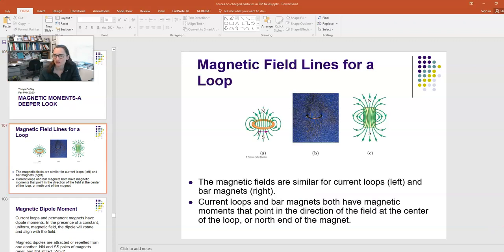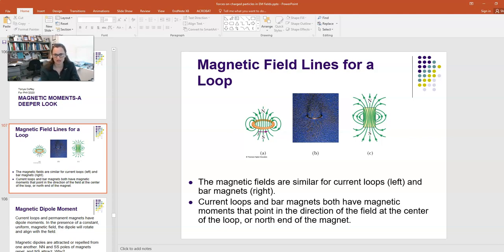So just a quick recap, we talked about the magnetic moment for a current loop last time. But as discussed in a previous lecture, the magnetic field lines for a current loop look very, very similar to the magnetic field lines for a bar magnet. This similarity allows us to draw the following conclusion: current loops and bar magnets both have these magnetic moments. Remember that in the lecture on magnetic moments, we said that the magnetic moment points in the direction of the field at the center of the loop.